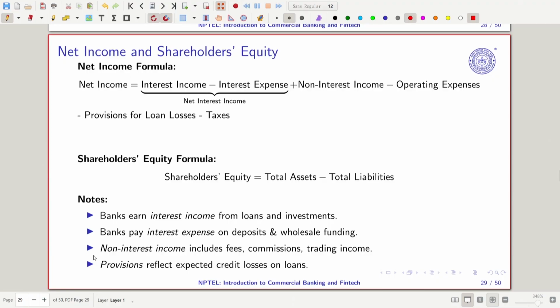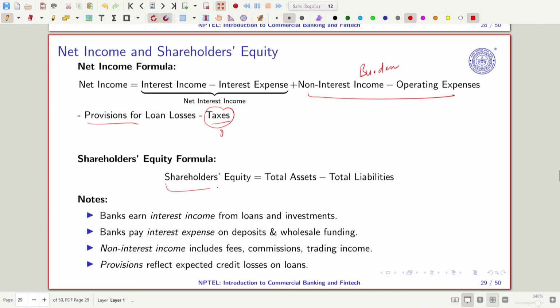So net income and shareholders' equity basically talk about this. Net income is interest income minus expense. This we have already solved, right? And this is what we called the burden, and provision for loan losses and taxes. When we are going for pre-tax, taxes will be 0. When we are going for tax adjusted, it will be this.